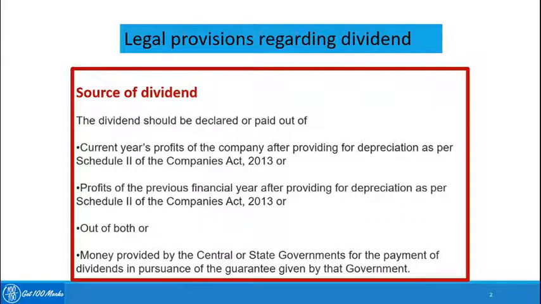Now, let's look at the source of dividend. The dividend should be declared or paid out of the company's current year profits after providing for depreciation, or profits of the previous year, or both, or from the money provided by the central government or the state government for the payment of dividends. That's what comes under source of dividend.